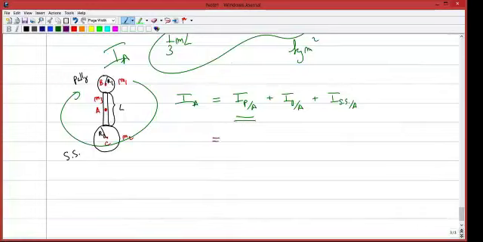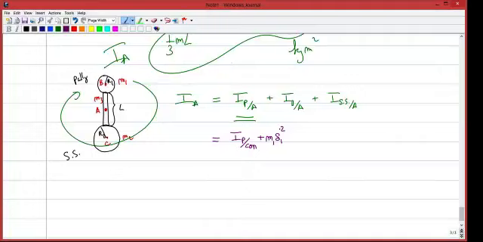So this will be the moment of inertia of a pulley about its own center of mass plus the mass of the pulley, which is m1, times the translation factor delta 1 squared. Let's identify it later. Let's go to the next term and ask ourselves the same question.